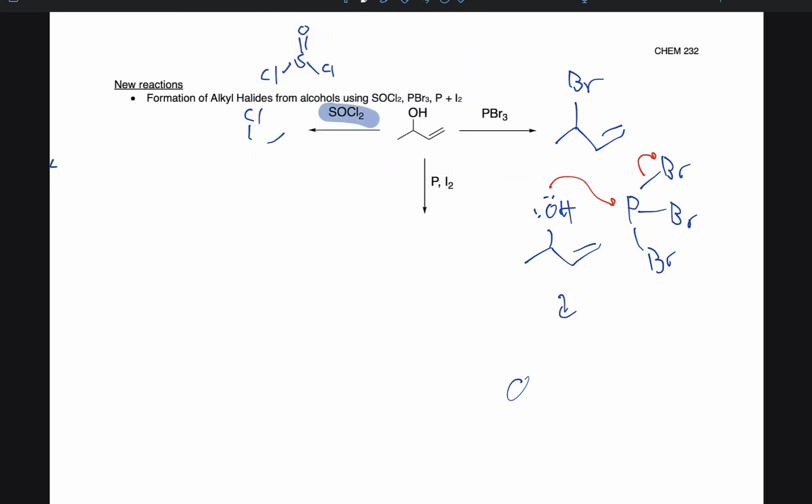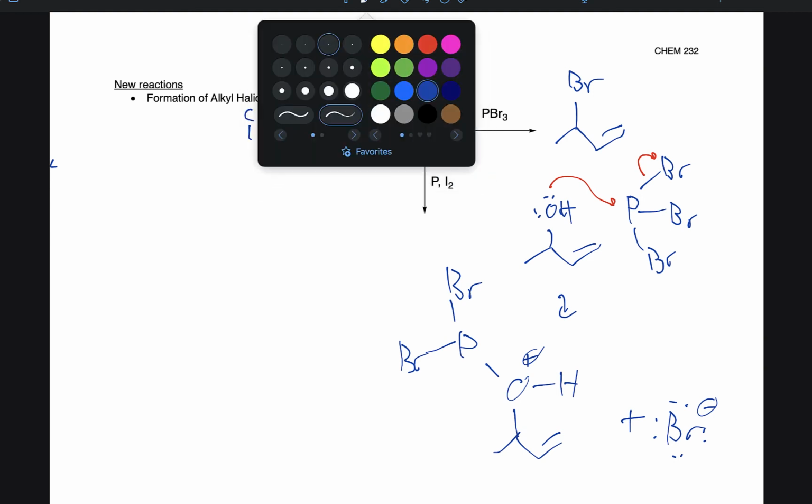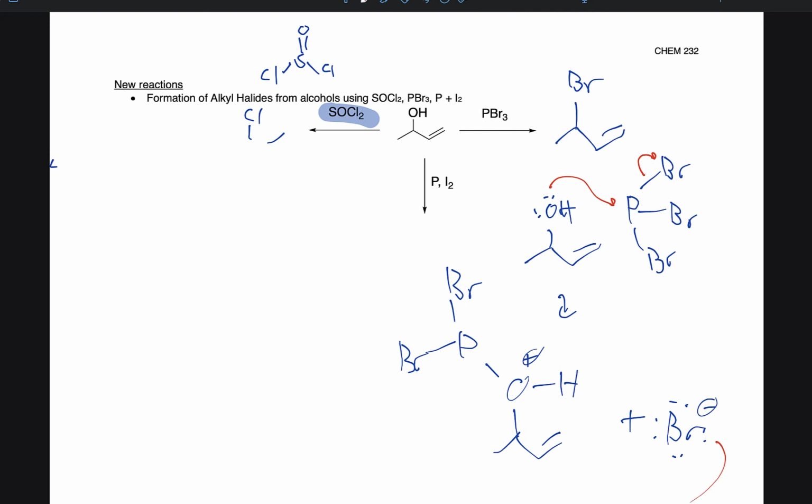is the following. Similar to what we've already just seen, we have OH plus, and then we have this phosphorus group attached here, two bromines, and then we have Br minus now coming through, and it'll actually attack the backside of this carbon-oxygen bond here.